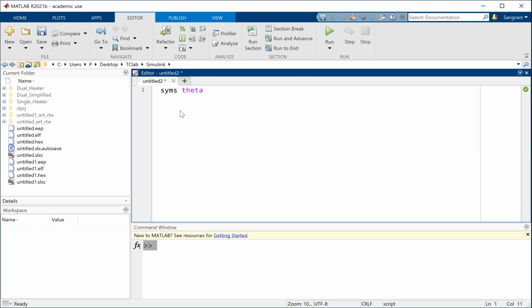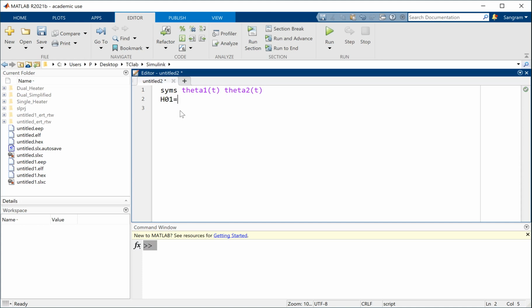Can everyone see all the way in the back? Theta 1, theta 2, and t. Theta 1 of t, theta 2 of t, because I want to do the velocities also with Matlab.